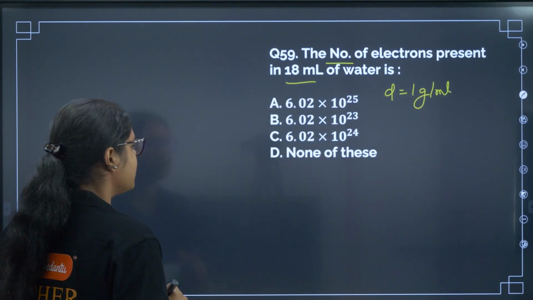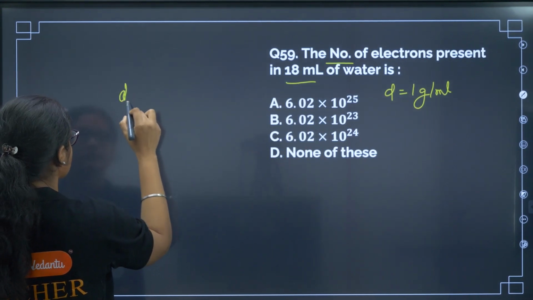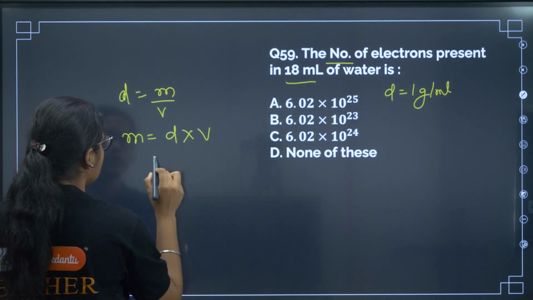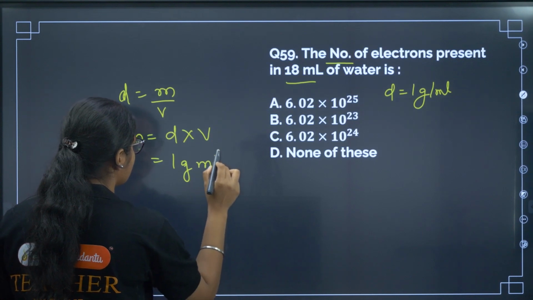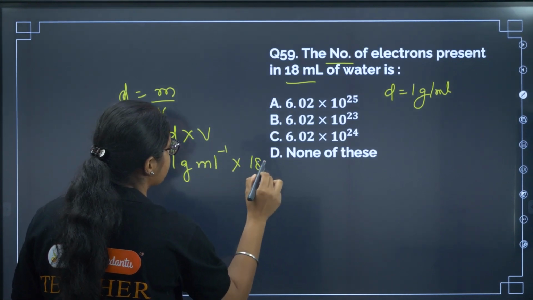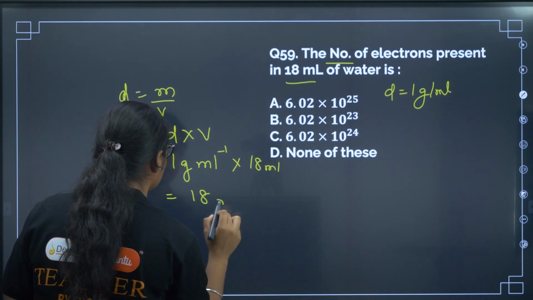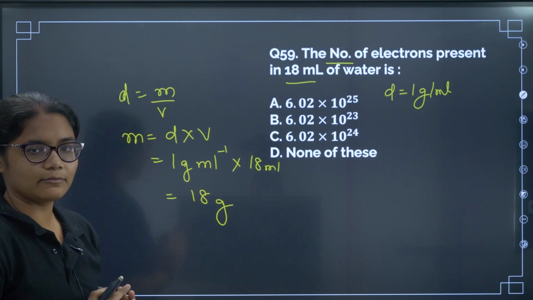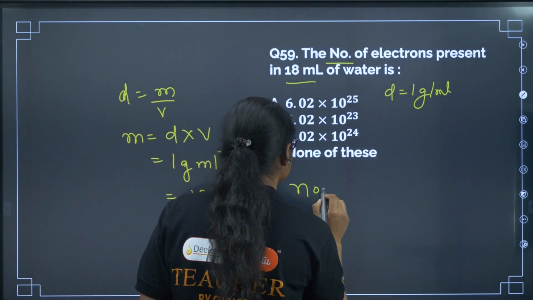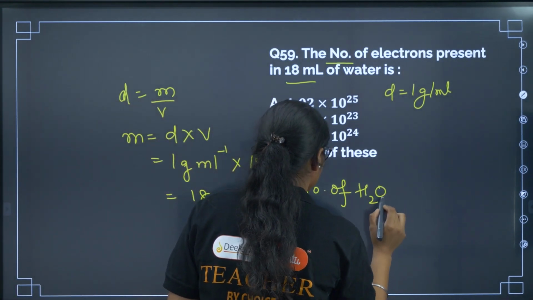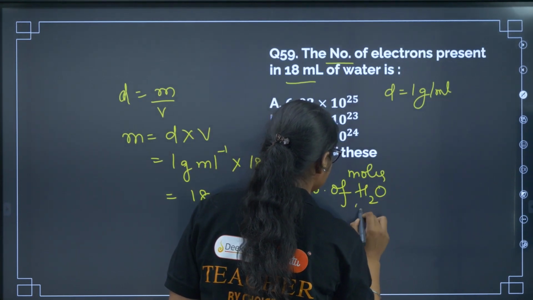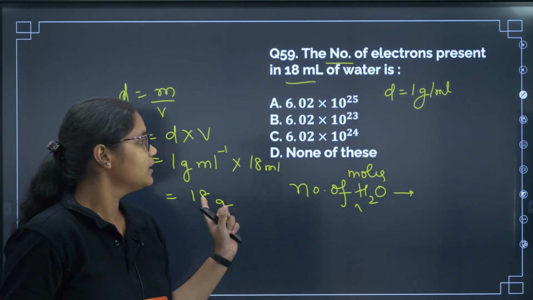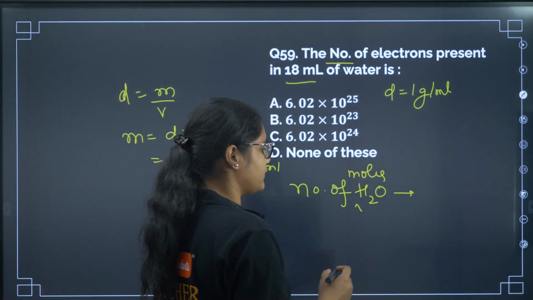Okay. Now, density is equal to mass by volume. So mass is equal to density into volume. Density is 1 gram per ml and volume is 18 ml. So I'll get 18 gram. So in this 18 ml of water, what is the mass of water? 18 gram of water is present. Then what is the number of moles of water? Number of moles is given mass by molar mass. So given mass is 18 gram and molar mass of water is also 18 gram. So I can write that is 1 mole.